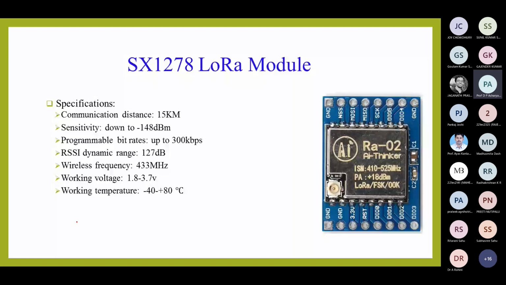Just like Zigbee, LoRa can have a star topology of deployment. Up to 300 kbps. RSSI means received signal strength indication, so intensity, that is 127 dB. Wireless frequency is 433 megahertz. Operating voltage is this, and of course the standard working temperature range is this.